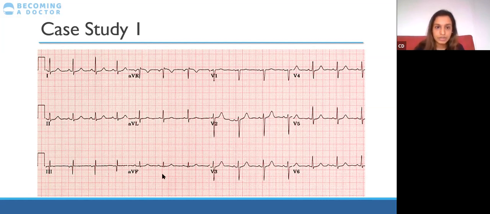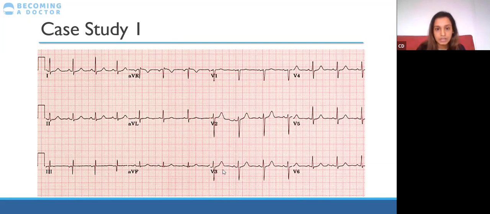Can we see P waves? Yes, there are P waves here, there are P waves here, there are normal looking P waves everywhere, and they don't appear to be too long or have an abnormal morphology at all. And then the QRS complex, it appears to be of normal duration, so we can count the small squares and conclude that it is within the correct limits. And then finally, is the ST segment elevated or depressed anywhere? Not really, it's quite normal as you can see throughout.